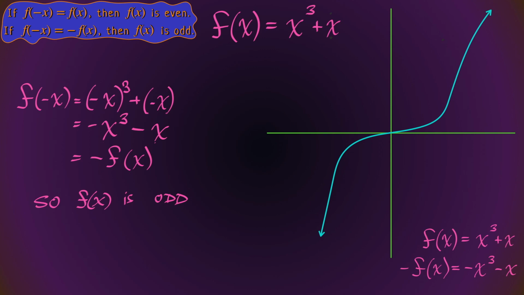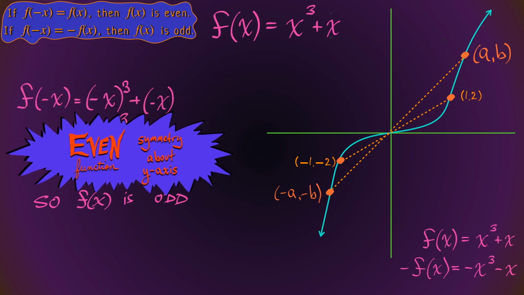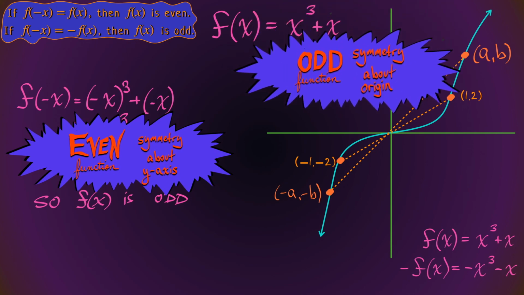Now for an odd function, if we look at this graph, we have the point (1, 2) and the point (negative 1, negative 2). And that is a property of odd functions. We can generalize that and say that if we have some point (a, b) on an odd function, it's going to correspond to (negative a, negative b). So we just showed that even functions are symmetric about the y-axis, and odd functions are symmetric about the origin.